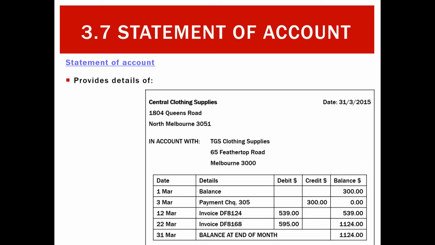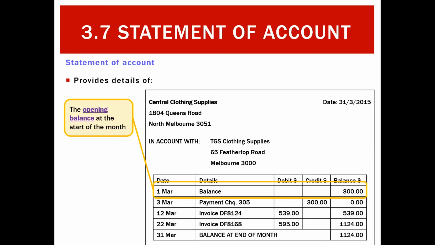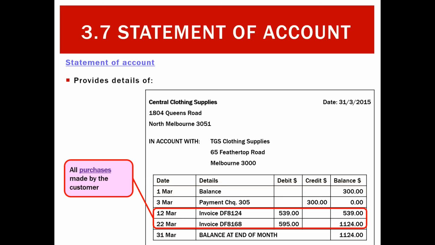So looking specifically at what's going to be in the transactions, there'll be an opening balance. So it says here, TGS Clothing Supplies at the start of March owed Central Clothing Supplies $300. There will be a list of purchases. So in this case, there was an invoice on the 12th of March and an invoice on the 22nd of March. The individual invoice numbers are listed and the amounts.